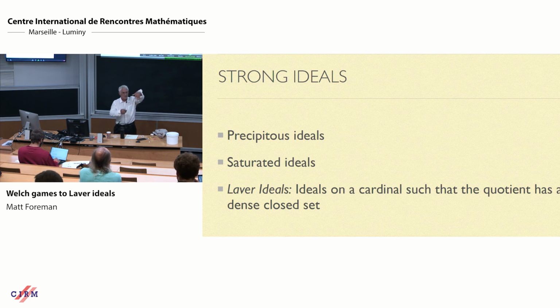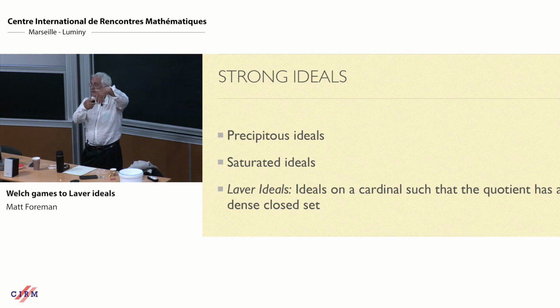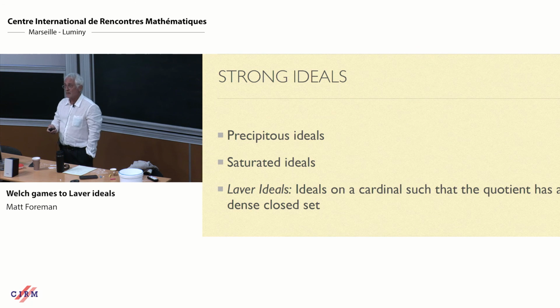So this is a dense set that's closed under descending sequences. So descendingly omega closed, descendingly omega 1 closed. In other words, forcing with I is strongly distributive. So in particular, these are examples of precipitous ideals if it's at least omega 1 closed.